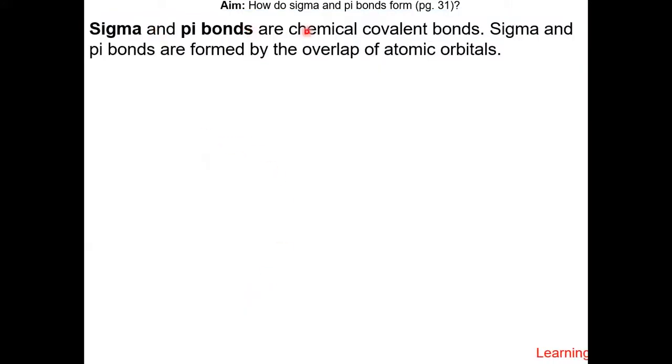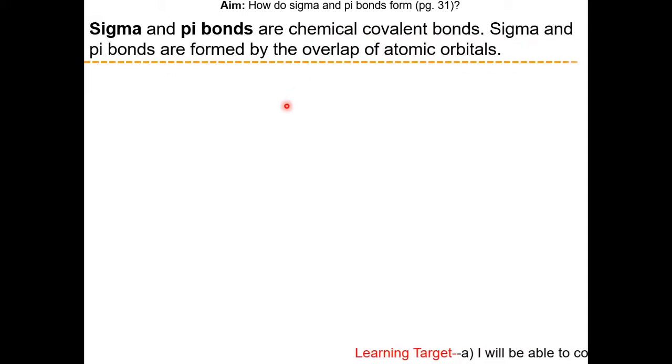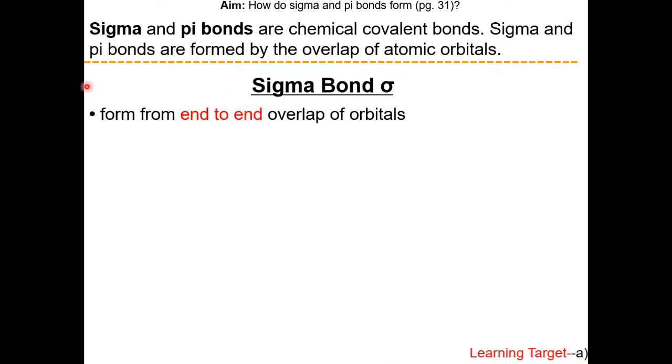Sigma and pi bonds are chemical covalent bonds. Sigma and pi bonds are formed by the overlap of atomic orbitals. Sigma bonds are formed from end-to-end overlap of the orbitals. This is the symbol sigma.